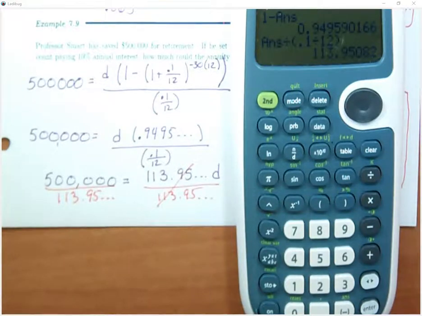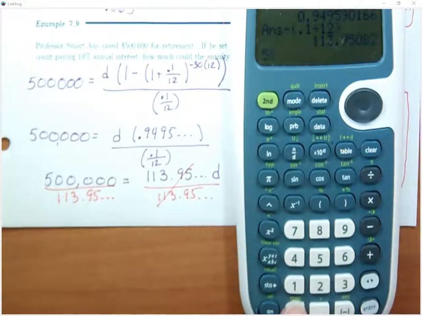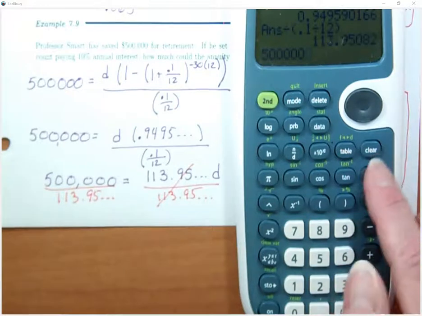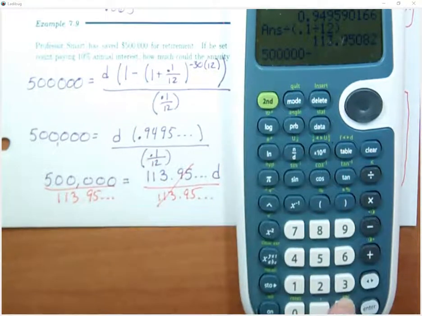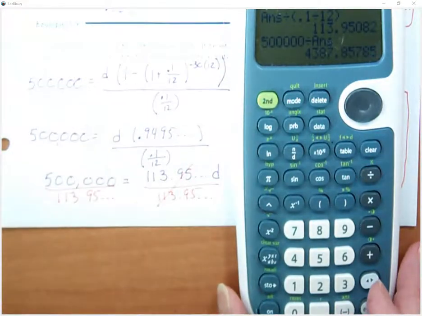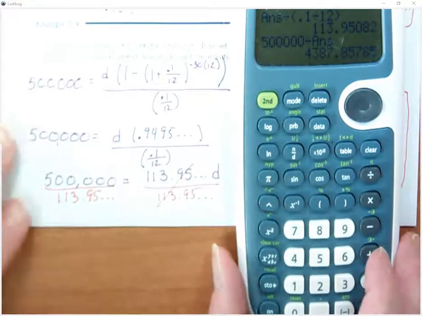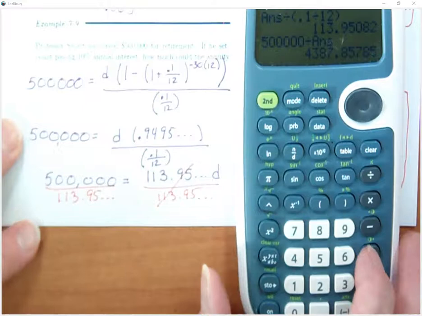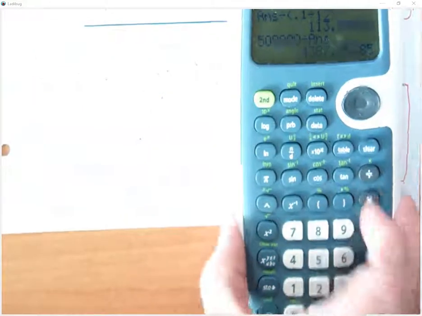And then I need to divide both sides by that. So the 500,000. Make sure I have all my zeros and not too many. And then divide by second answer, enter. And I get the $4,387.86. That's quite a bit. That's really good. You put in $500,000, but that interest is really high interest rate, so it works really great for that.